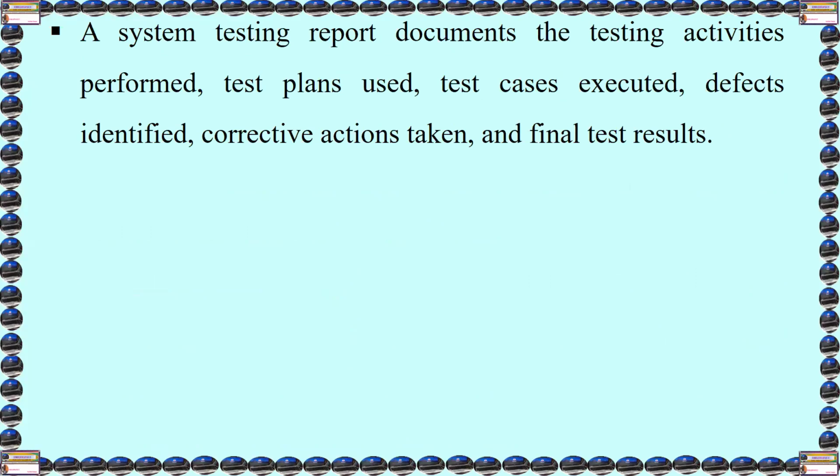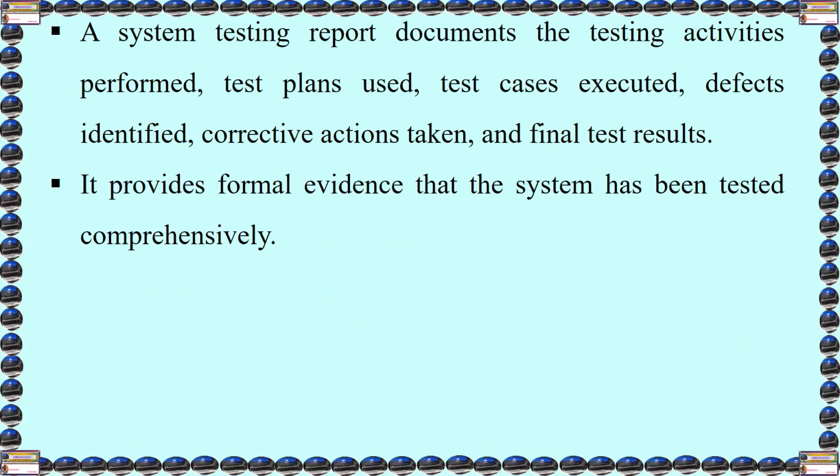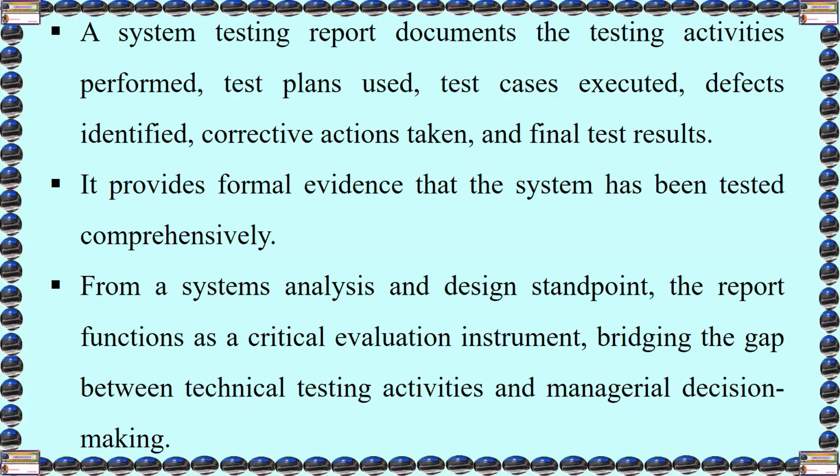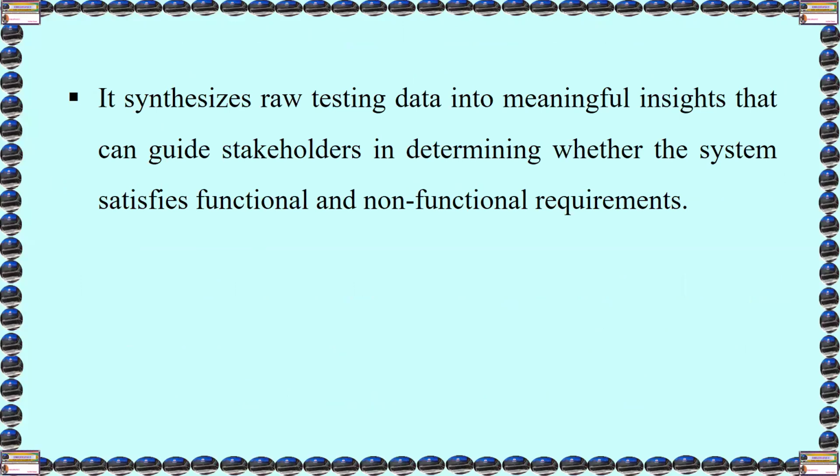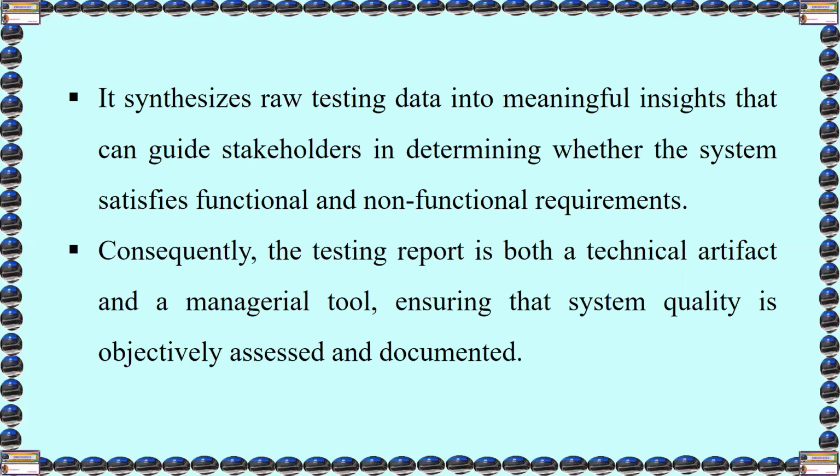A system testing report documents the testing activities performed, test plans used, test cases executed, defects identified, corrective actions taken, and final test results. It provides formal evidence that the system has been tested comprehensively. From a systems analysis and design standpoint, the report functions as a critical evaluation instrument, bridging the gap between technical testing activities and managerial decision-making. It synthesizes raw testing data into meaningful insights that can guide stakeholders in determining whether the system satisfies functional and non-functional requirements. Consequently, the testing report is both a technical artifact and a managerial tool, ensuring that the system quality is objectively assessed and documented.